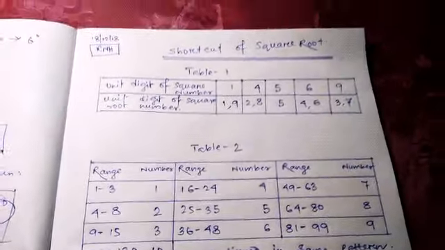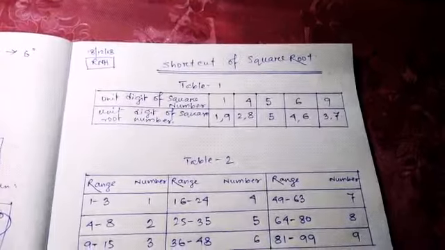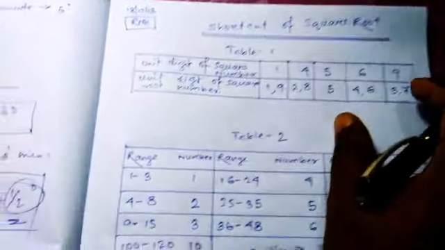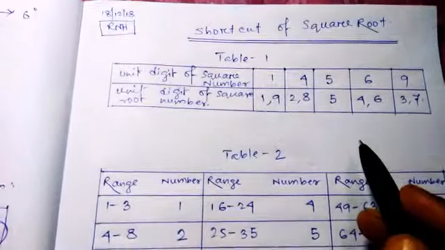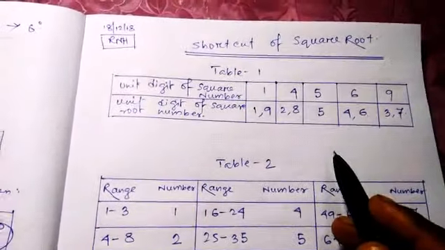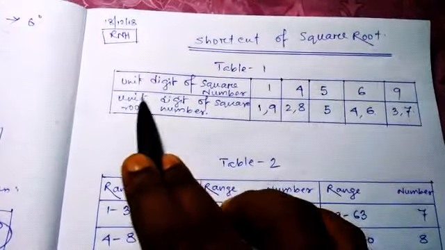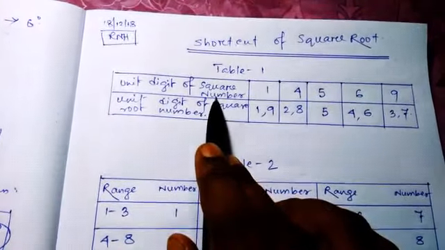In this video, I am going to show the shortcut of square root. At first, I have drawn two tables. First one, unit digit of square number.